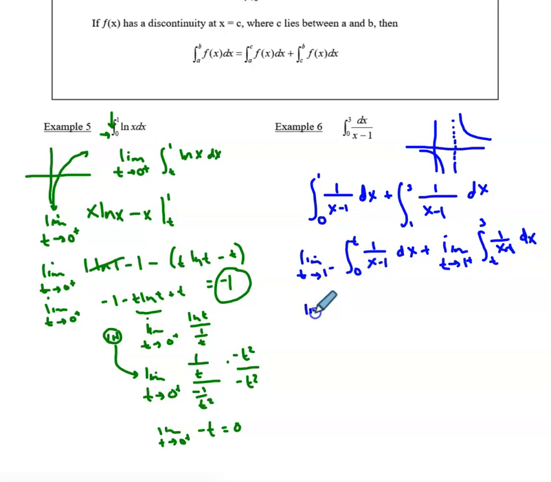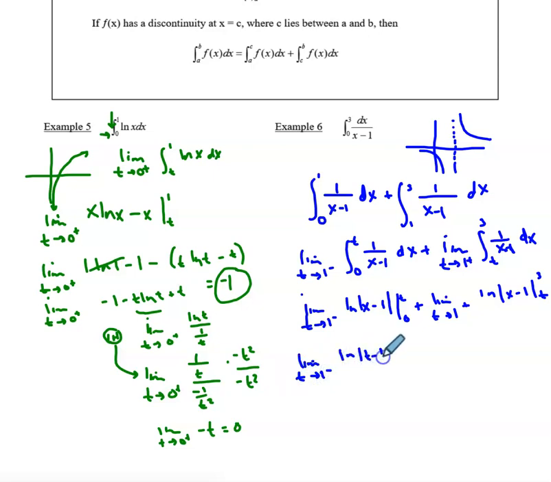So then when I integrate each of these, I'm going to have the limit as t approaches 1 from below. This goes to the natural log of the absolute value of x minus 1 from 0 to t, plus the limit as t approaches 1 from above of the ln of x minus 1 from t to 3. And now I can start doing my evaluations. So I have the limit as t approaches 1 from below of the natural log of t minus 1 minus the natural log of 0 minus 1. These are in absolute values, of course, plus the limit as t approaches 1 from above of the natural log of 3 minus 1, which of course is 2, minus the natural log of t minus 1.